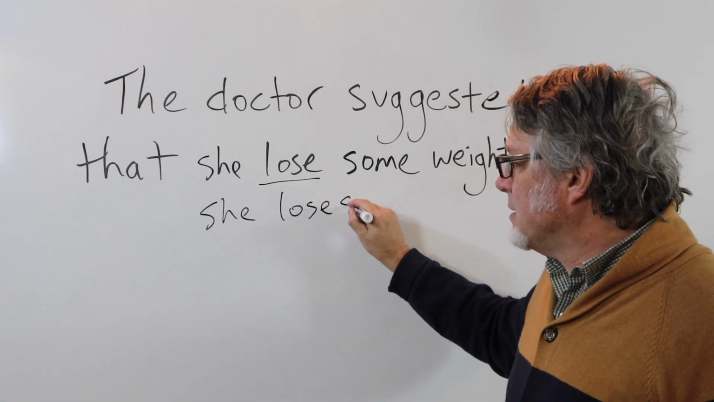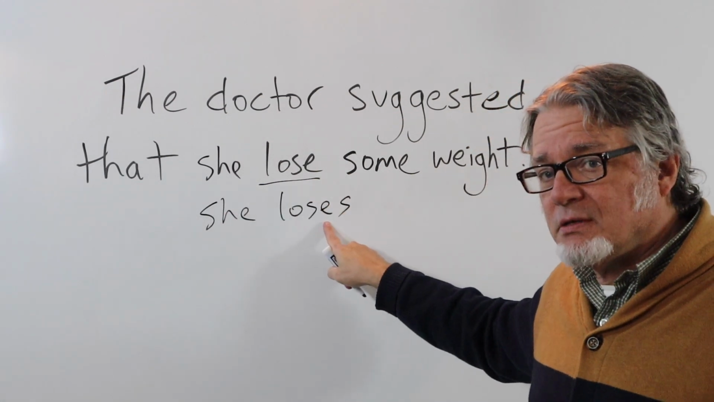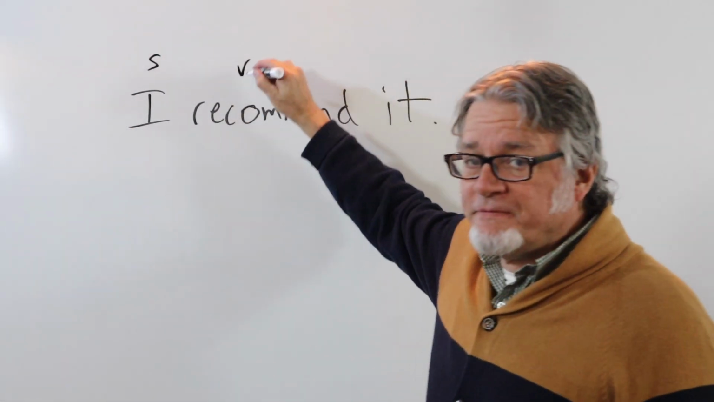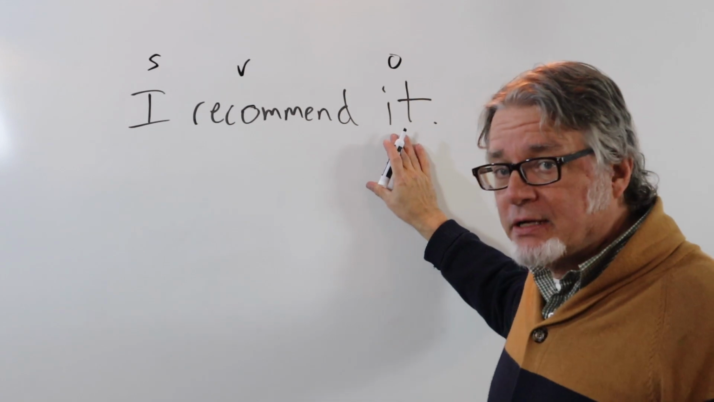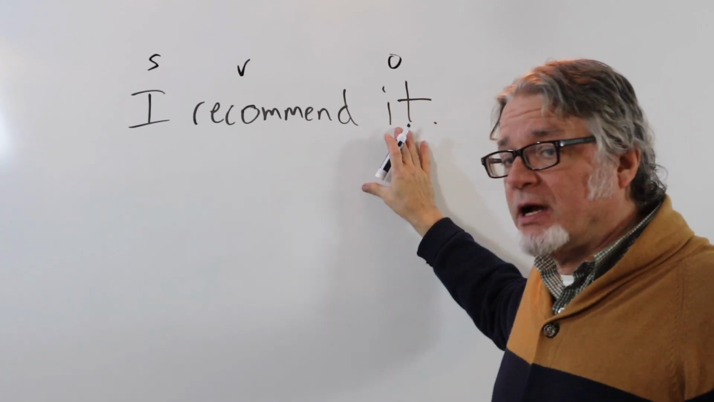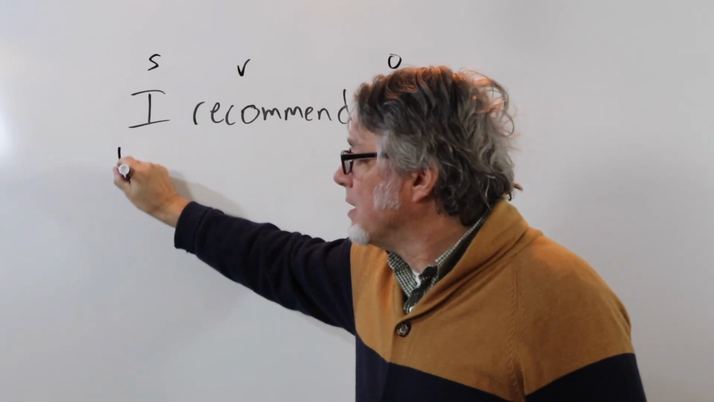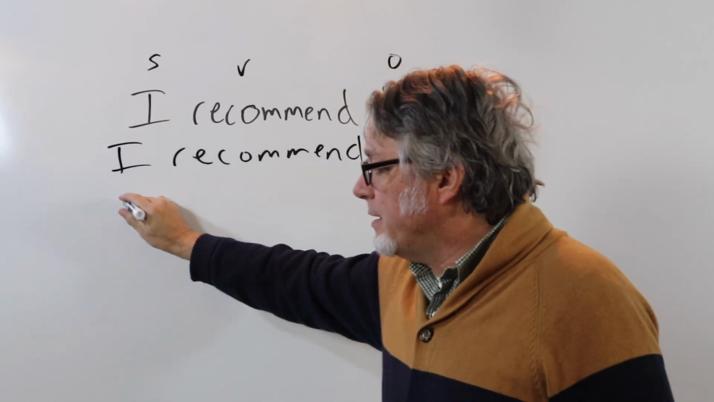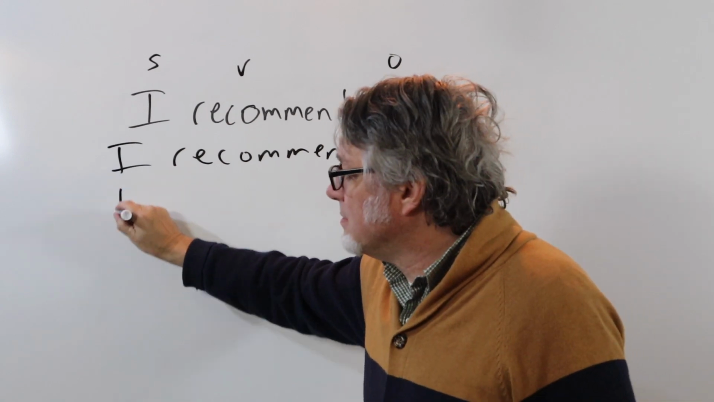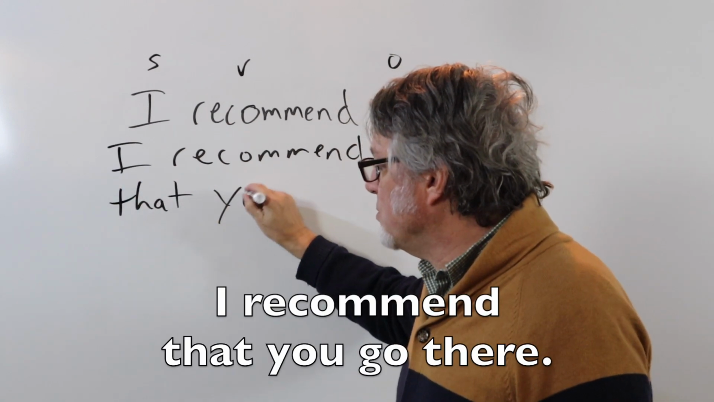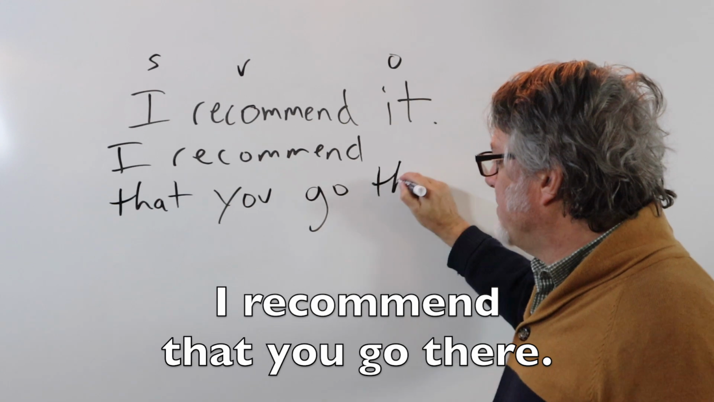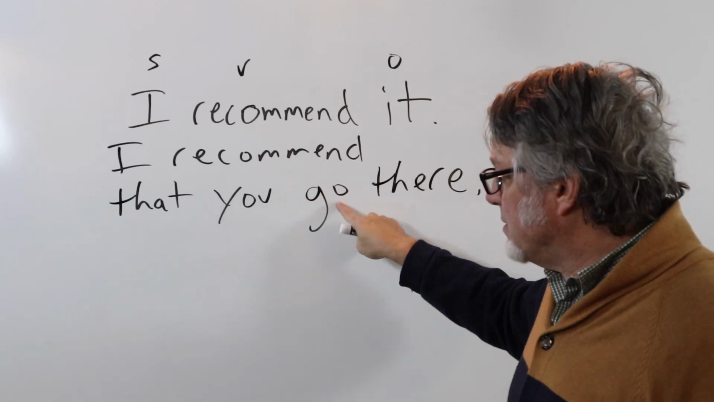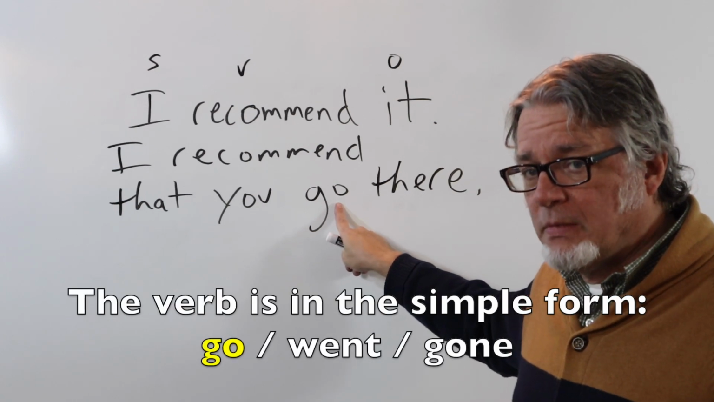You might expect the verb to look like this. I recommend it. Here's the subject. This is the verb, and here is an object. You can replace the object with a noun clause. I recommend, and here begins the noun clause, that you go there. This is the subjunctive mood. The verb is in the simple form.